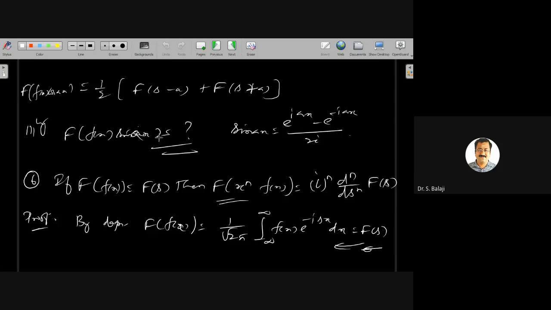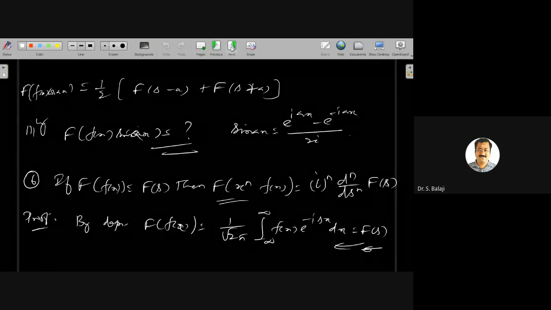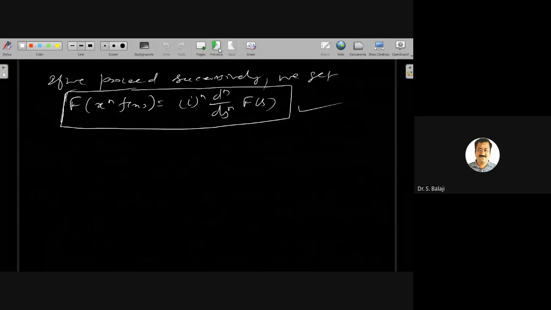Similarly, you can try for sin ax by writing sin ax as e power ax minus e power minus ax by 2i. You know? That's also possible. Then the last property, with this we can complete the result here.